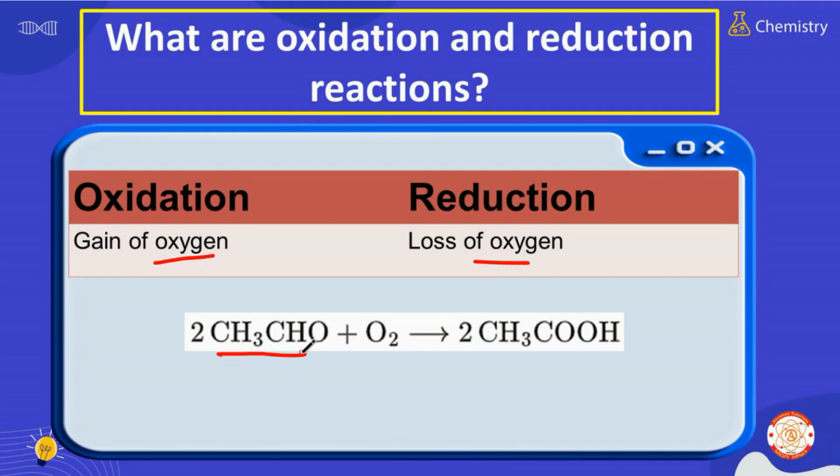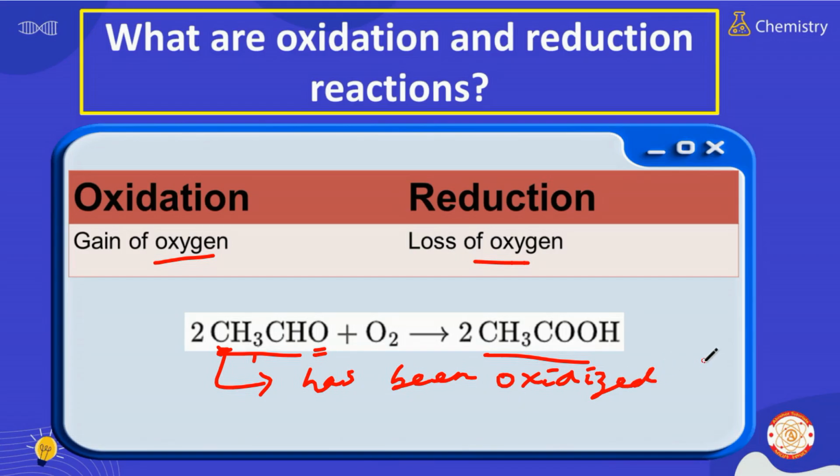Acetaldehyde has one oxygen in its structure, whereas acetic acid has two oxygen atoms in its structure. So what has changed is the number of oxygen atoms. The number of oxygen atoms has increased or gained, right? Therefore, we say that this carbon has been oxidized because it has gained oxygen.